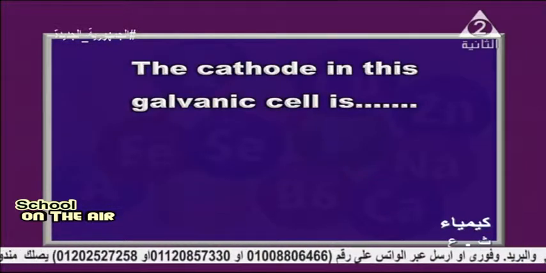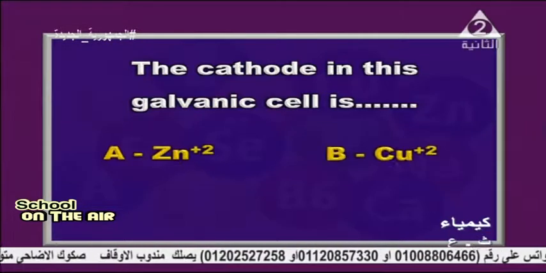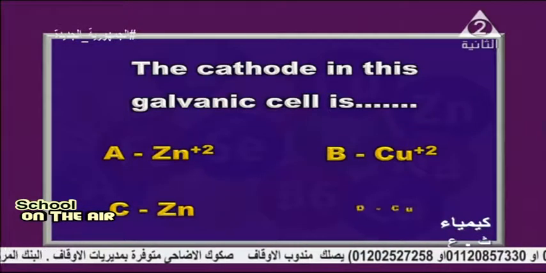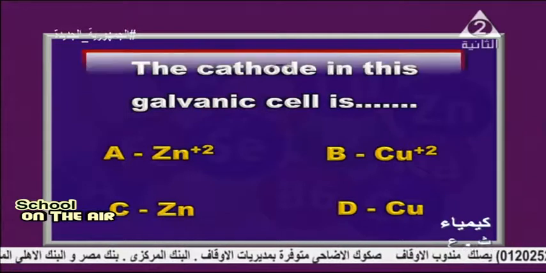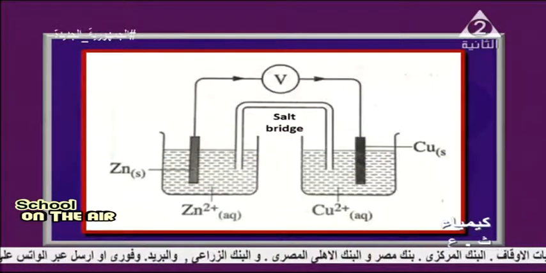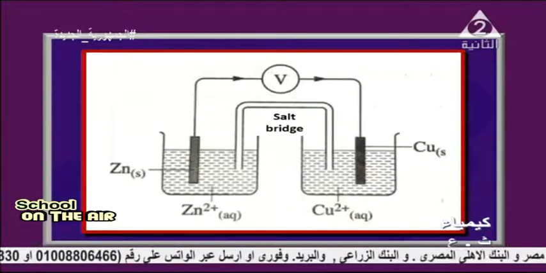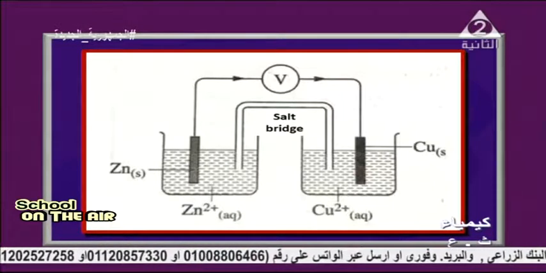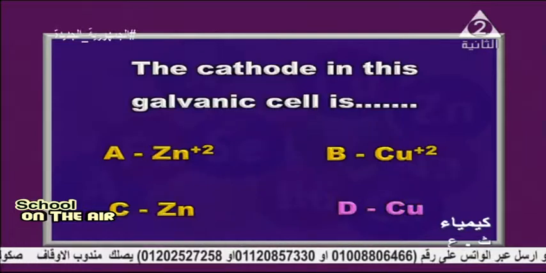The cathode in this galvanic cell, is it zinc positive 2, copper positive 2, zinc, or copper? If you look at the graph again, we know that the direction of current ends at the copper electrode. So the copper electrode is the cathode for this galvanic cell.